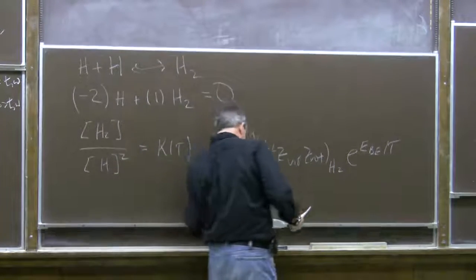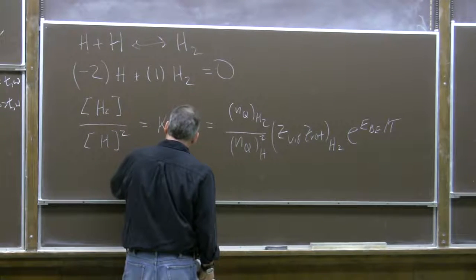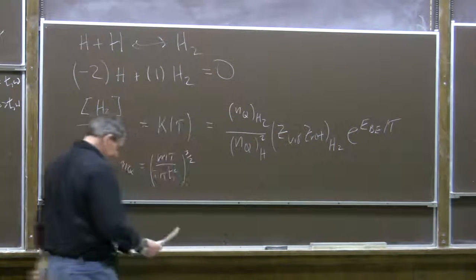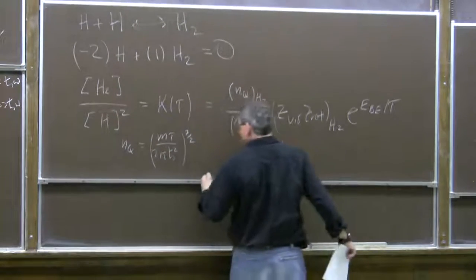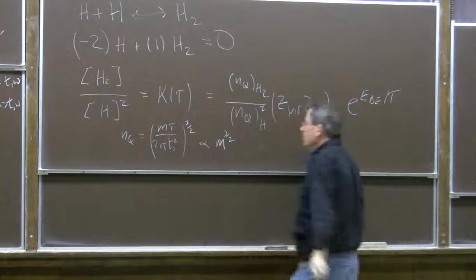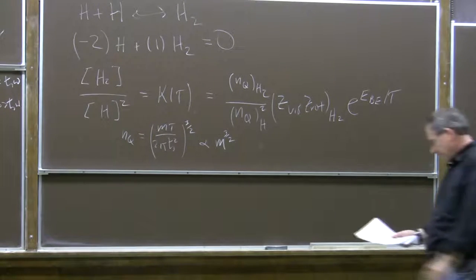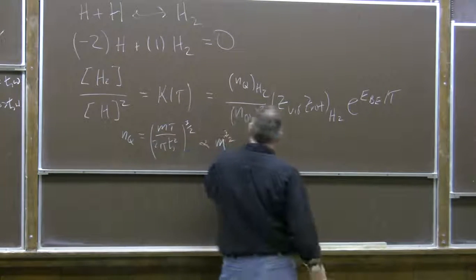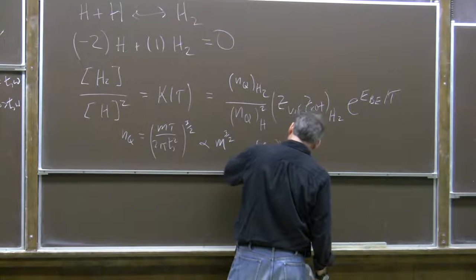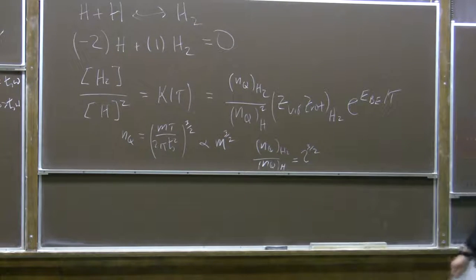And since the quantum concentration is (m tau over 2 pi h bar squared) to the 3/2, which is proportional to the mass of the species to the 3/2, and since a hydrogen molecule has about twice the mass of a hydrogen atom, the ratio of quantum concentration of molecular hydrogen to quantum concentration of atomic hydrogen is just a factor of 2 to the 3/2 coming from the mass to the 3/2.